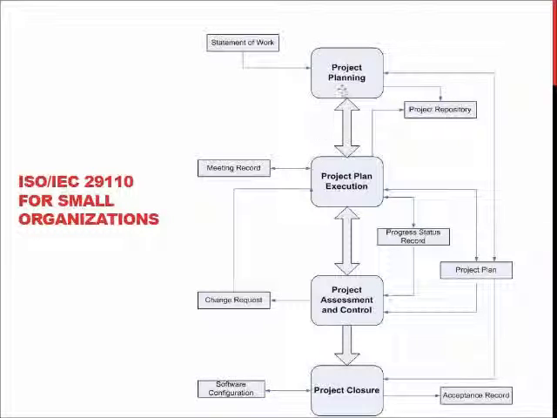So you need project planning work, execution work, assessment and control, and closure, and you have to have a plan, you have to have repositories for your software, records for your meetings, records for your change requests, some status records and acceptance records, and the final software configuration which you will deliver when the project is closed, then that's the software you created. So this more or less tries to define the basic functionalities.